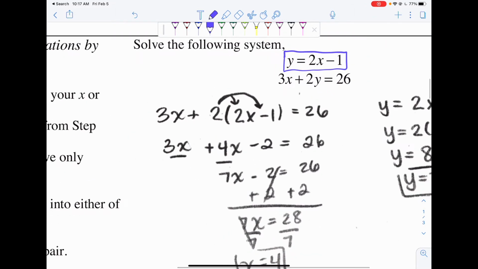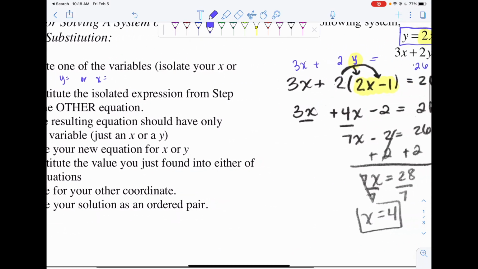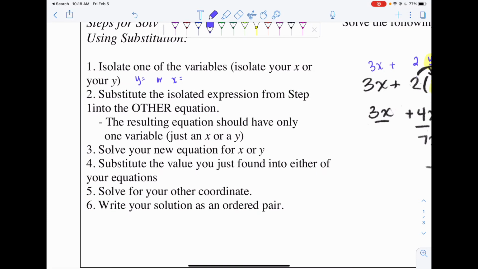So if you look right here, what I did was I have my 3x plus 2y equals 26. Everywhere I see a y, I substituted a 2x minus 1. And then what we did was we distributed our 2 to our 2x minus 1, and we got 3x plus 4x minus 2. So we did our substitution and we simplified. Now step 3 says solve your new equation for x or y.